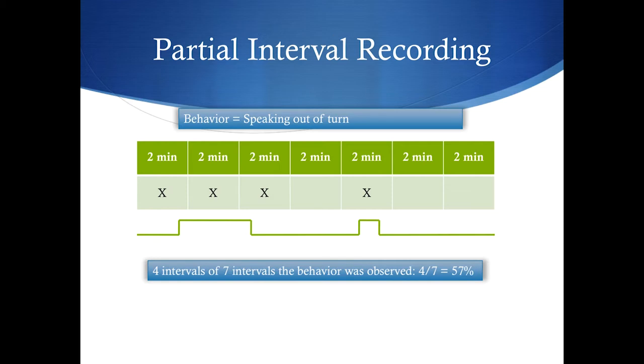It only briefly happened in interval 1, 3, and 5. It happened for all of interval 2. So in reality, we probably only have about 3 minutes of behavior there. So 3 out of 7 is definitely not 57%. The problem we have with the whole partial interval recording is it overestimates the amount of responding that happens.